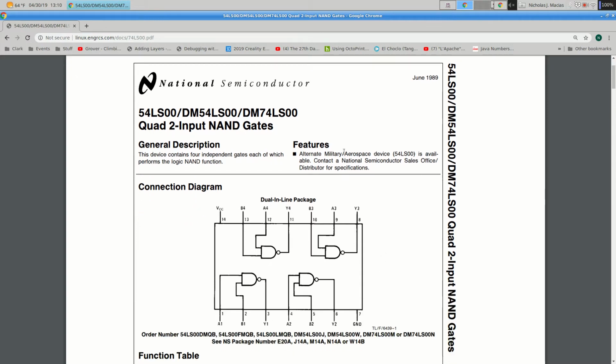So they have a little blurb here. Alternate military aerospace device 54 is also available. So general description: 4 independent gates, each of which performs a logic NAND function.